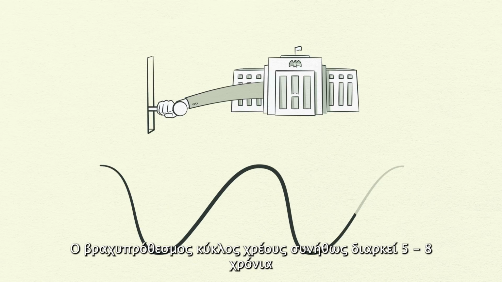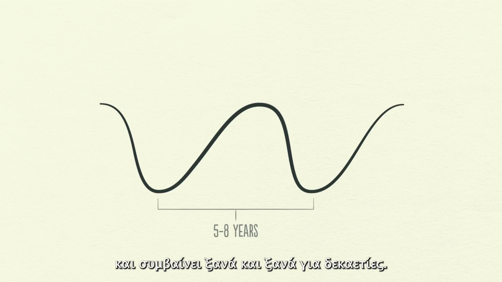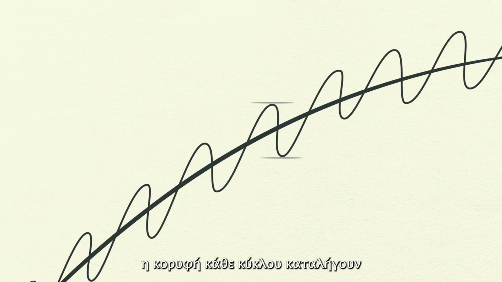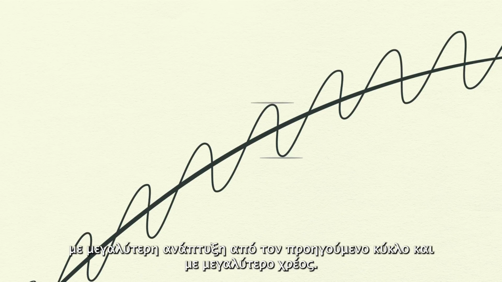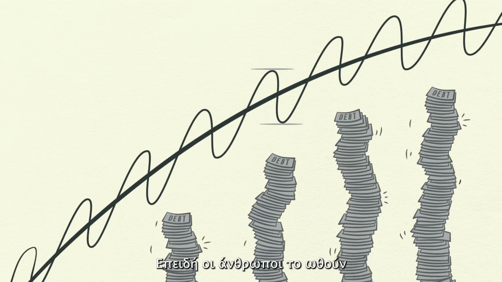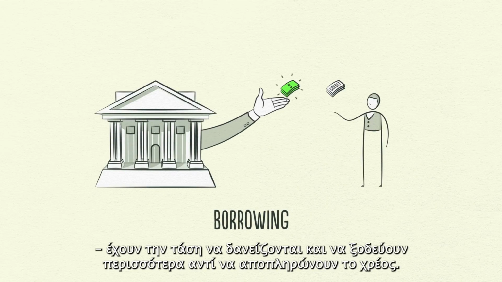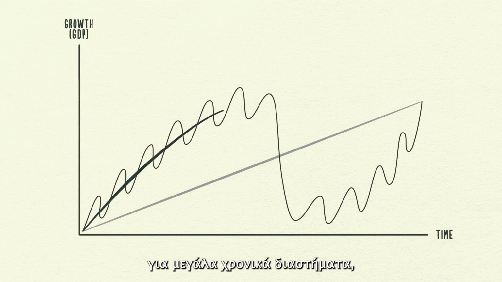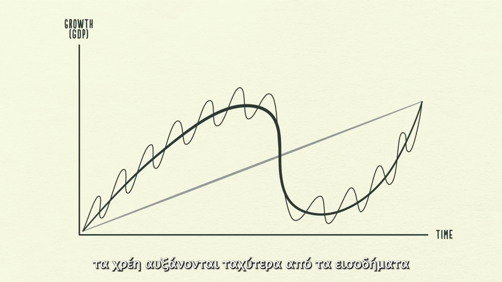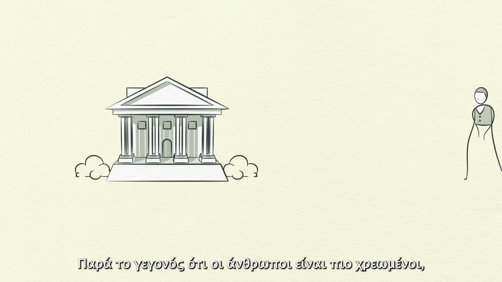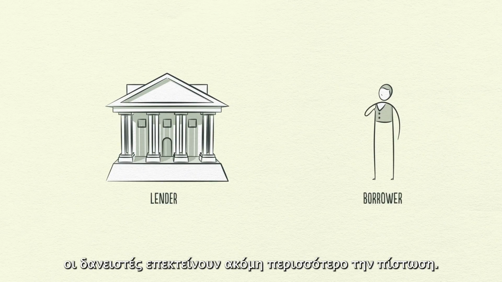The short-term debt cycle typically lasts 5 to 8 years and happens over and over again for decades. But notice that the bottom and top of each cycle finish with more growth than the previous cycle and with more debt. Why? Because people push it. They have an inclination to borrow and spend more instead of paying back debt. It's human nature. Because of this, over long periods of time, debts rise faster than incomes, creating the long-term debt cycle. Despite people becoming more indebted, lenders even more freely extend credit.